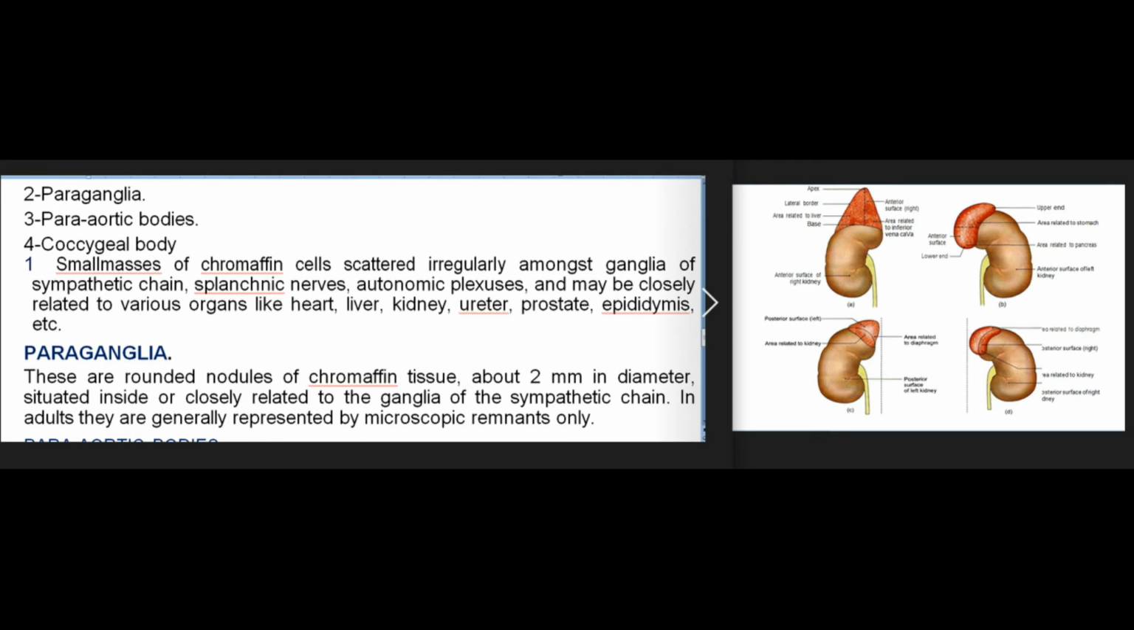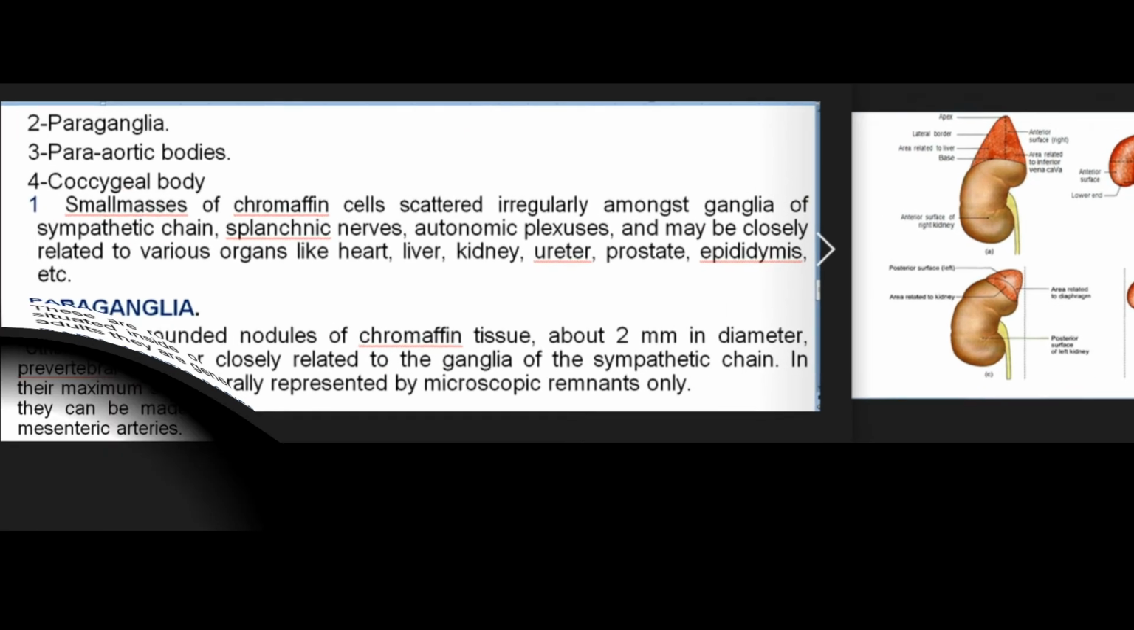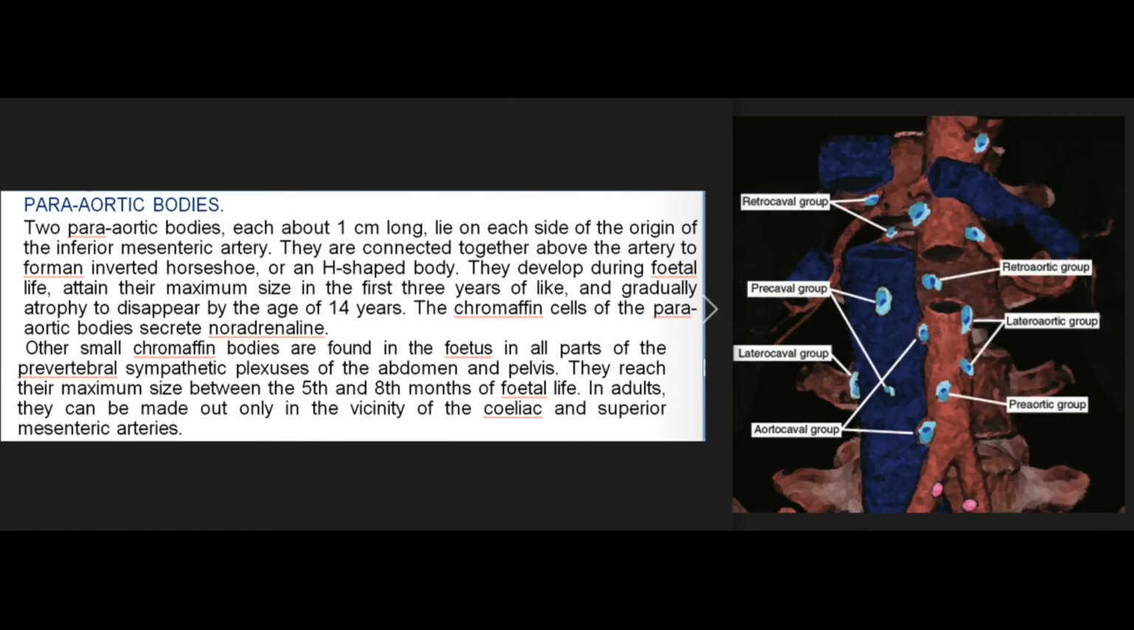In adults they are generally represented by microscopic remnants only. Para-aortic bodies. Two para-aortic bodies, each about 1 cm long, lie on each side of the origin of the inferior mesenteric artery. They are connected together above the artery to form an inverted horseshoe, or an H-shaped body. They develop during fetal life, attain their maximum size in the first 3 years of life, and gradually atrophy to disappear by the age of 14 years. The chromaffin cells of the para-aortic bodies secrete noradrenaline.